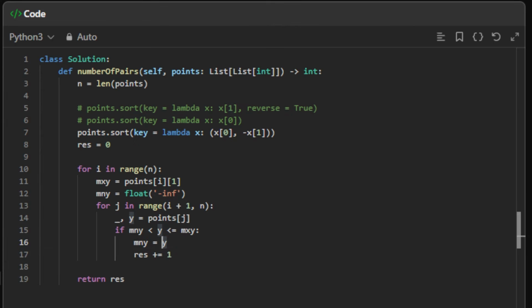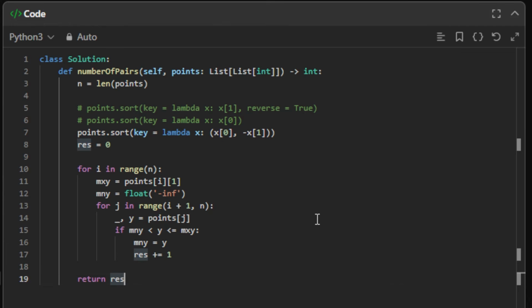So now we have a point here in minimum y. So the next valid point has to be greater than this minimum y. So this is very important. Y has to be strictly greater than minimum y and smaller or equal to maximum y. So this is it for the code.